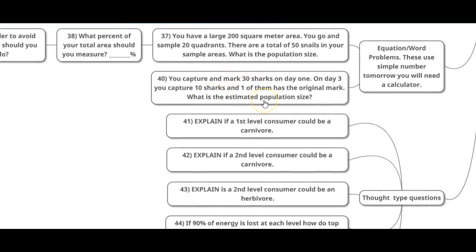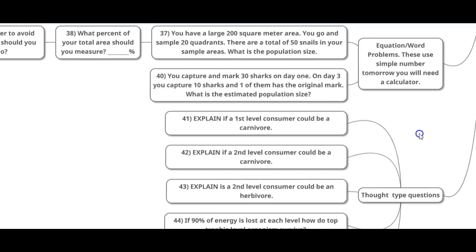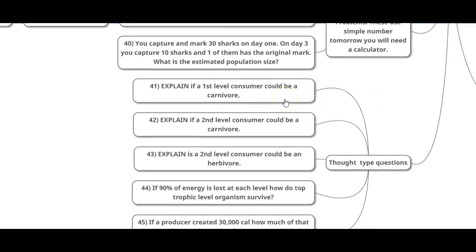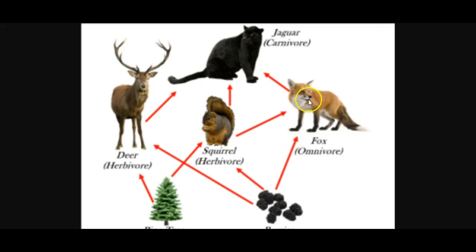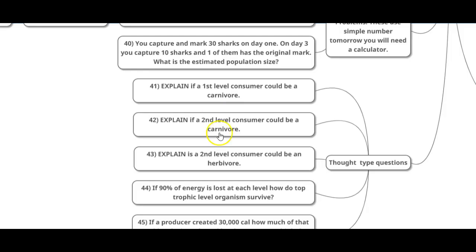Number 40, this is a mark and recapture problem. This is that big M times little n divided by little m. So just go ahead and plug it into the equation. Explain why a first consumer cannot be a carnivore. It's eating plants. Done. Explain why the second level could be a carnivore. Well, it's eating animals. If that's the only thing it eats, it's a carnivore. But coming over here, like the fox, okay, it's eating squirrels too, so it could be an omnivore. But for sure, it's either a carnivore or an omnivore.